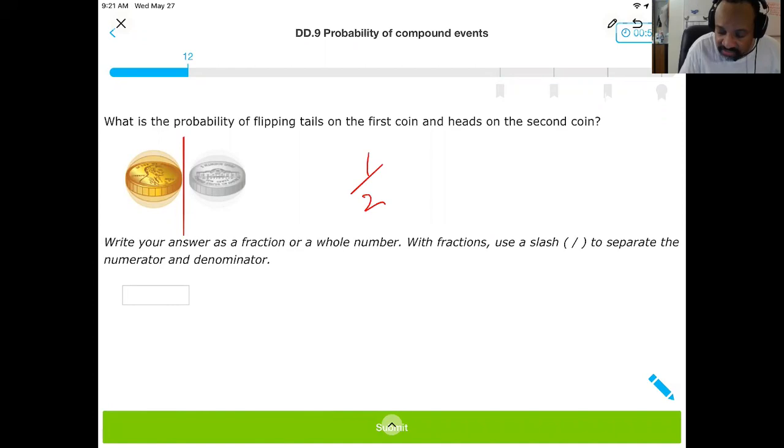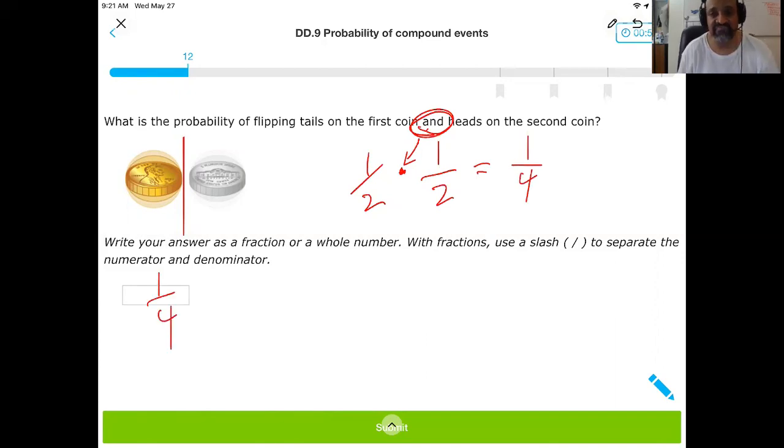And then it says, what's the probability of getting a heads on the second coin, on the nickel? That's also going to be 1/2, because there's two choices and only one of them is heads. So then, because we are doing a compound probability, it has an and statement. And implies multiplication. So we're going to multiply these. 1/2 times 1/2 is 1/4. That would be our answer. That's what you're going to put in there. Simple. All right, next one.